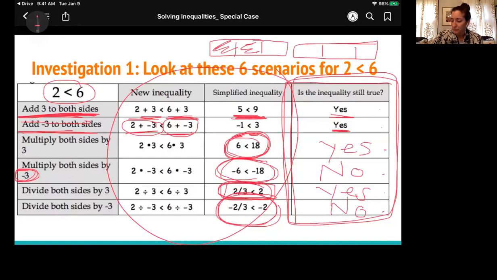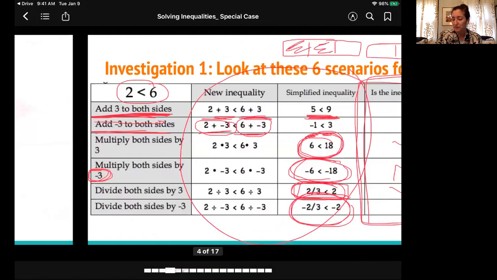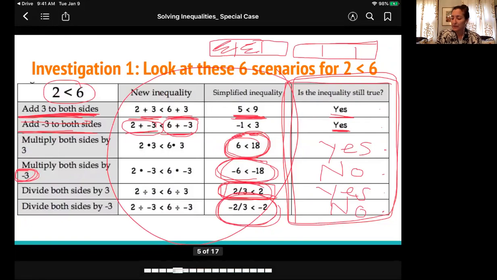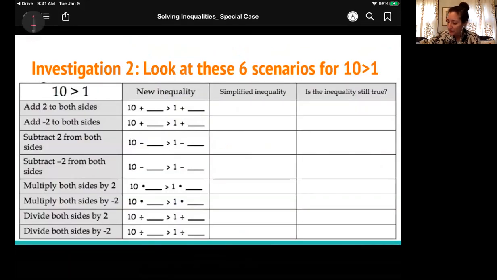Okay, so what I want to do for the second slide is we're going to do another one of these investigations, where you're going to do something to the inequality, and we're always going back to the original inequality where we were working with 2 is less than 6. So the next one, I want to look at 10 is greater than 1. 10 is greater than 1 is the inequality we're going to go with.